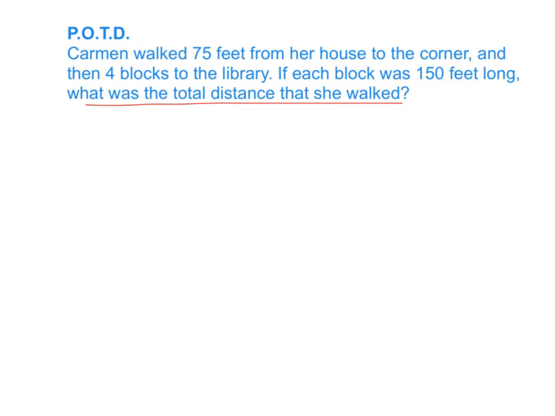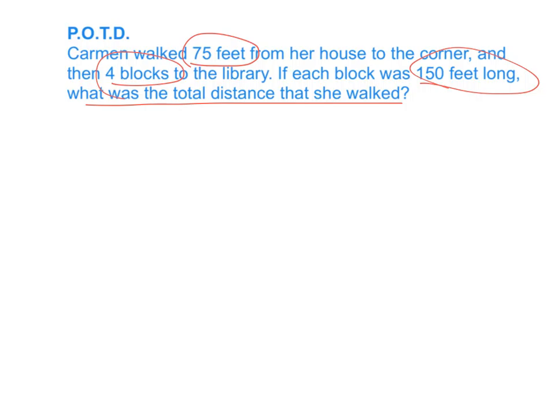Ariel? First she walked 75 feet from her house. And then she walked 4 blocks to the library. We need to know that each block is 150 feet. Excellent. Now we're ready to solve.